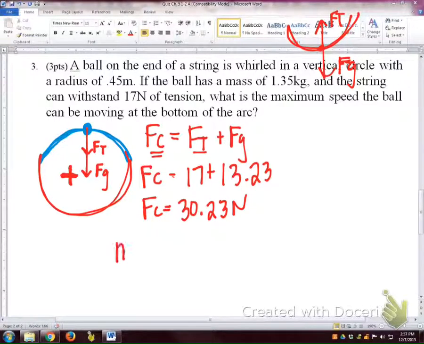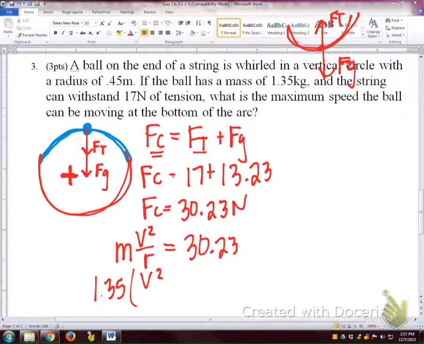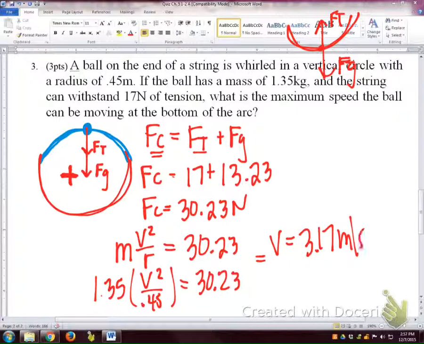From there I can substitute m times v squared over r equals 30.23. My circle doesn't change radius, so I'm going to solve now for velocity. I take 30.23 divided by 1.35 times 0.45, and I square root that answer, which gives me a velocity of 3.17 meters per second.